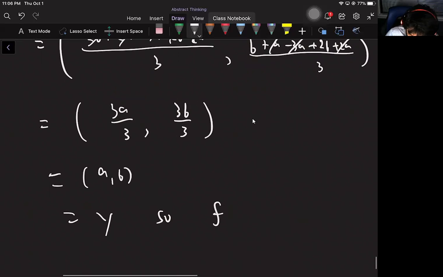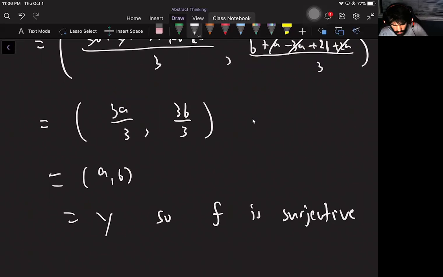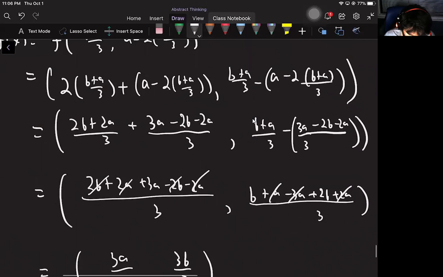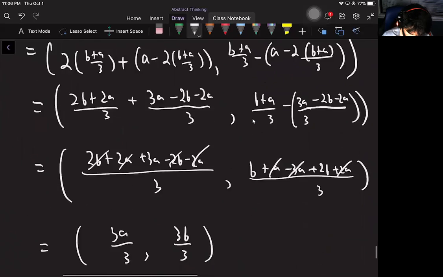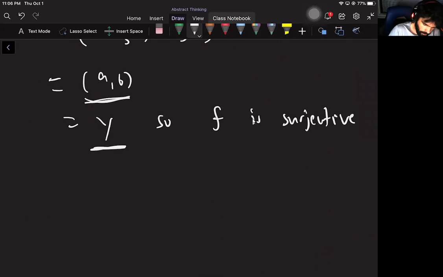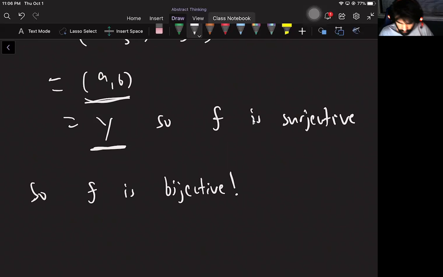So I found a way, no matter what element I start with wanting to get hit by the function, to make it happen. If I start with y equaling a comma b, some coordinate, this is what I plug in to make that happen. Okay, so that shows f is surjective, so f is bijective because we did both. So that ends the proof and that ends the lecture. See you next time.